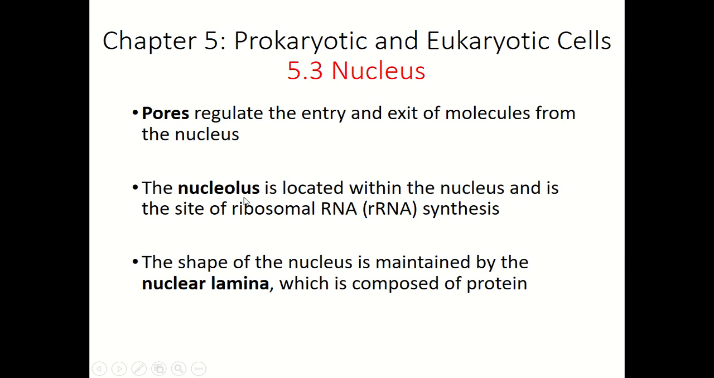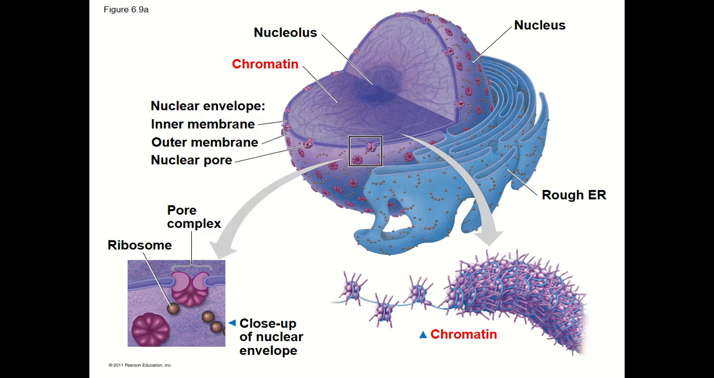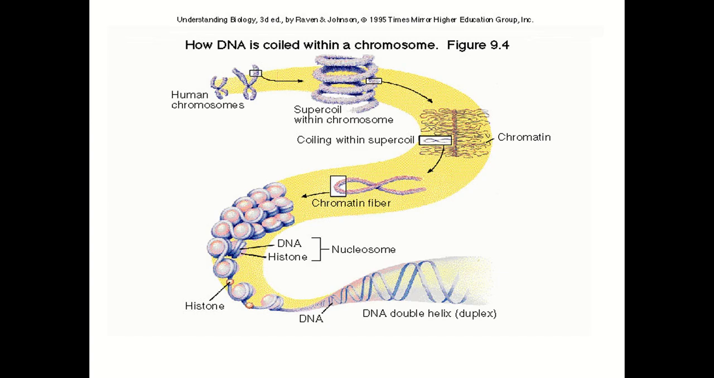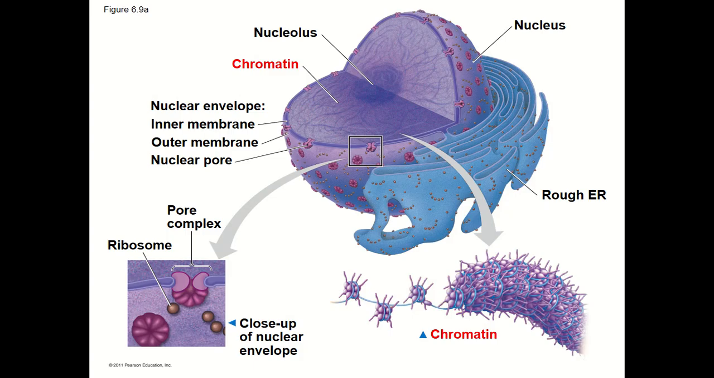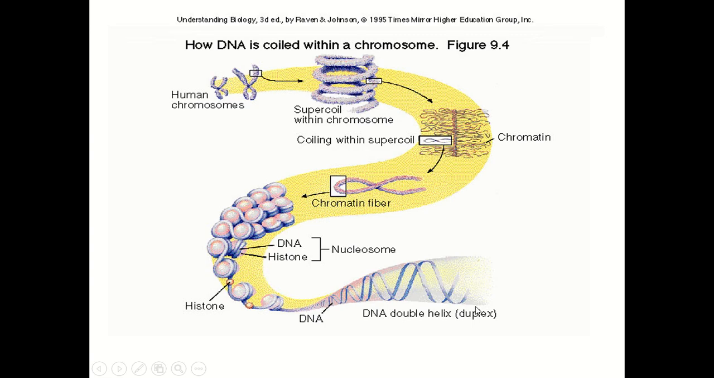And the nucleolus, which is the inner core of the nucleus, is located within the nucleus, and that is the location for the synthesis of ribosomal RNA. The shape of the nucleus is maintained by the nuclear lamina, which is composed of protein. So here. And how about the chromatin? This chromatin.